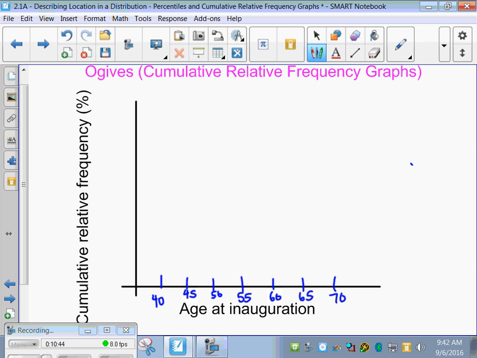And our percents need to go up to 100. I'm going to count by 20%. So I've got 20, 40, 60, 80, 100.